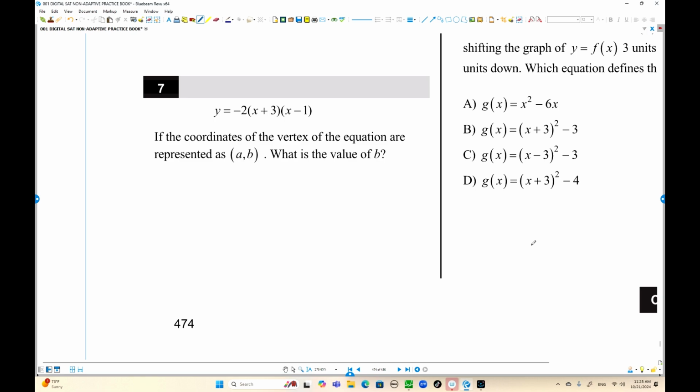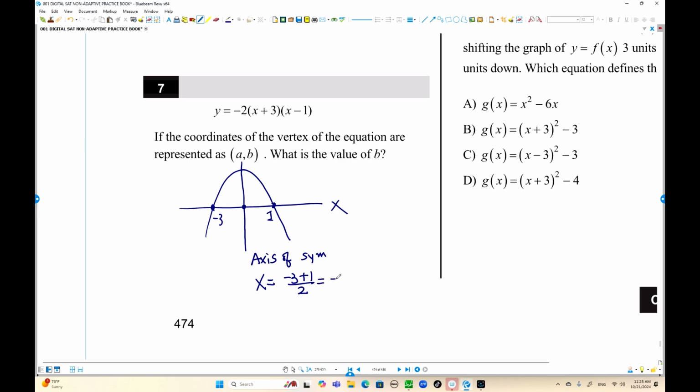Number 7, vertex. When you make a graph over here, this is the x-axis. We have two x-intercepts. One is -3, the other one is a positive 1. This vertex is on this vertical line, which is the axis of symmetry. This is the axis of symmetry. Axis of symmetry can be obtained from these 2 points. This is a middle point, right? -3 plus 1 over 2, -2 over 2 equals -1.